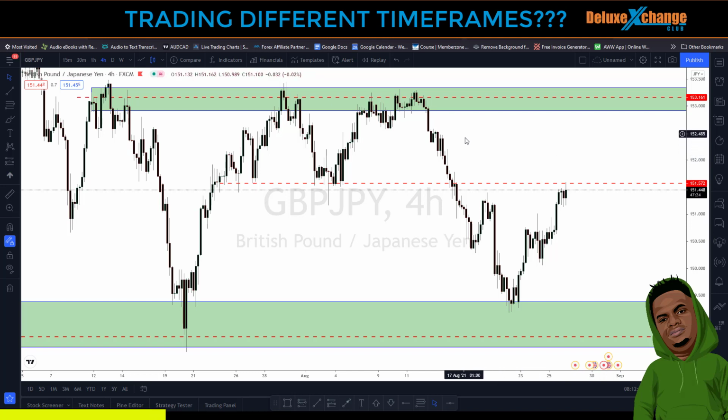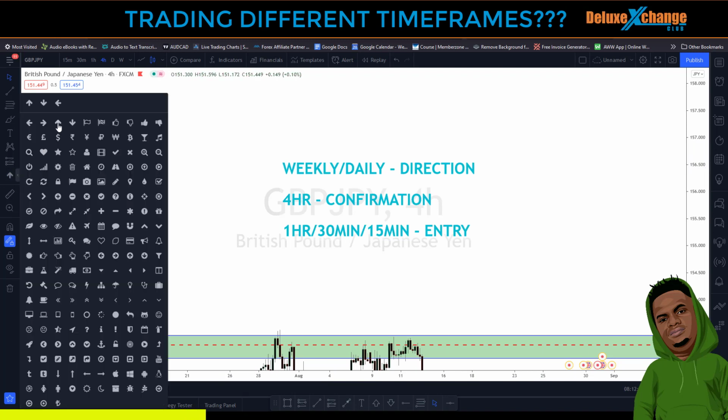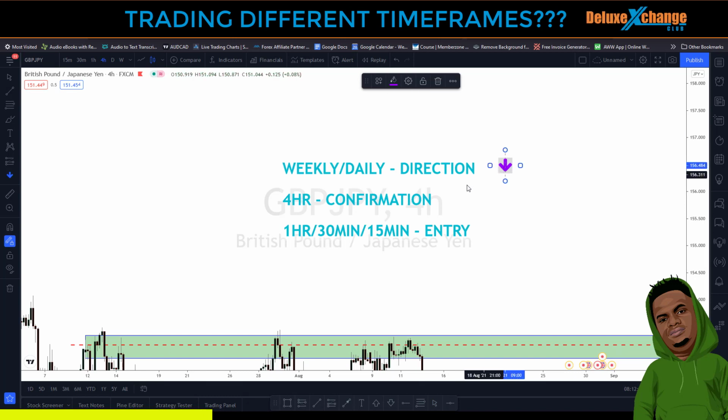So my rule of thumb is very simple. I want to get direction from my weekly and daily time frame. So if the weekly and daily time frame is bearish, I just want to be bearish on the 4 hour time frame and the 1 hour time frame. I'm not going to have bearish here and look to go bullish on the 4 hour, because that is where the confusion comes in.